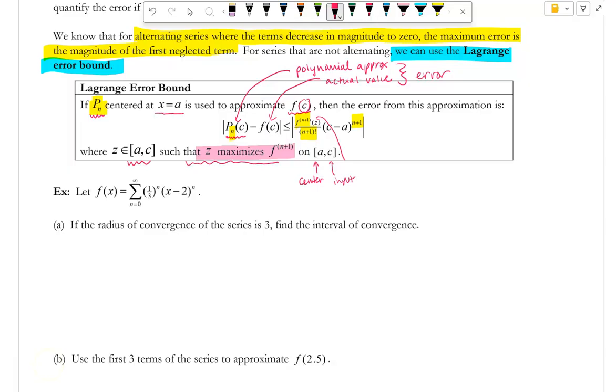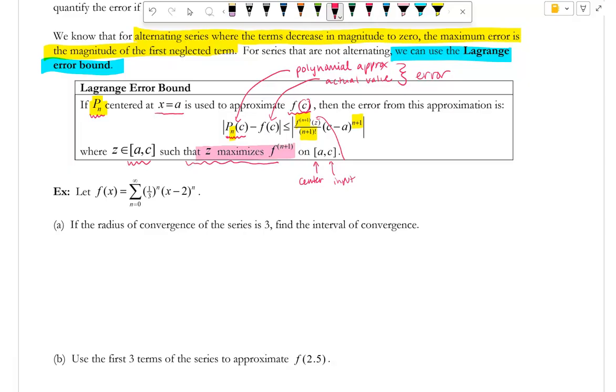So our Lagrange error bound, just one more time to clarify this, is not something that we use for an alternating series. If our series is not alternating, the error must be less than or equal to our first neglected term, except that we need to find the maximum value of the n plus 1 derivative.